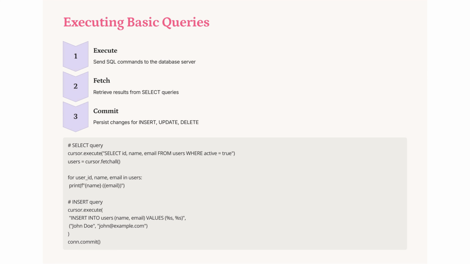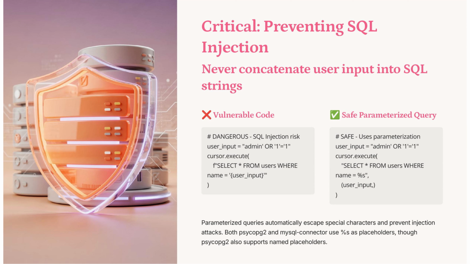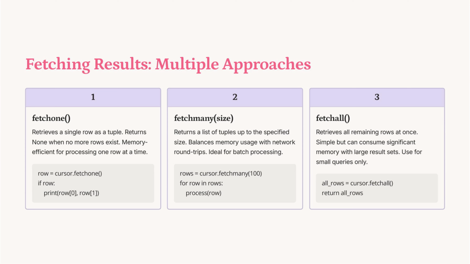Prevent SQL injection by avoiding direct concatenation of user input into SQL strings. Instead, use parameterized queries, which automatically escape special characters. For example, use placeholders like %s in Psycopg2 and MySQL Connector to safely handle user input, ensuring robust protection against injection attacks. Fetching results from a database can be done using three methods: fetchone, fetchmany(size), and fetchall.